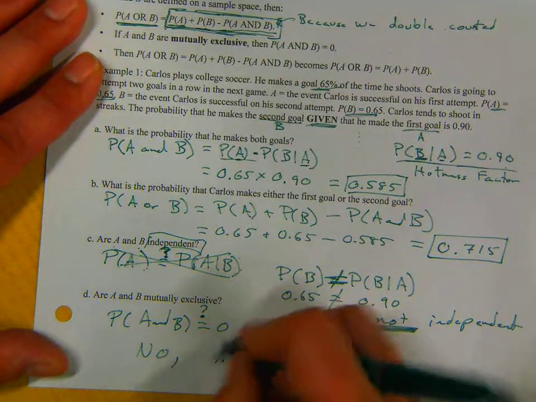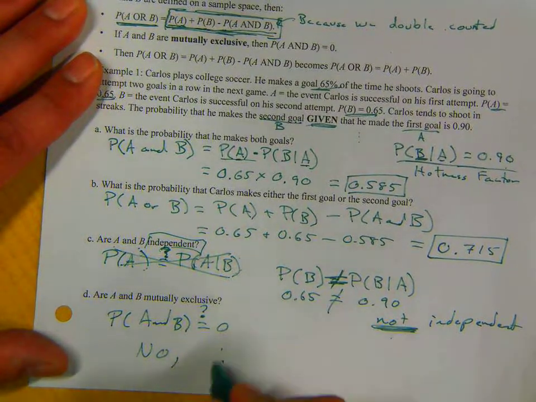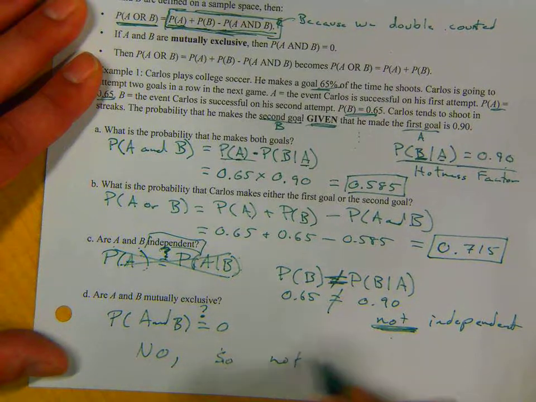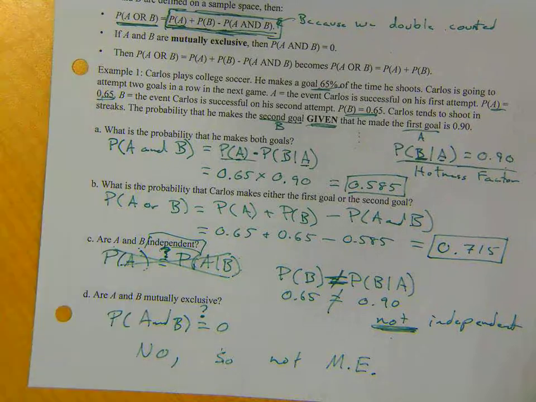Not mutually exclusive. Not ME. That's what I'll say. I'm going to ask you something similar on the test. We have some on the homework like this too. I'm just asking you to make this statement. Mutually exclusive means these things are equal. Independent means these things are equal. If you don't have those things, then it's the opposite. You say no, and you're done.